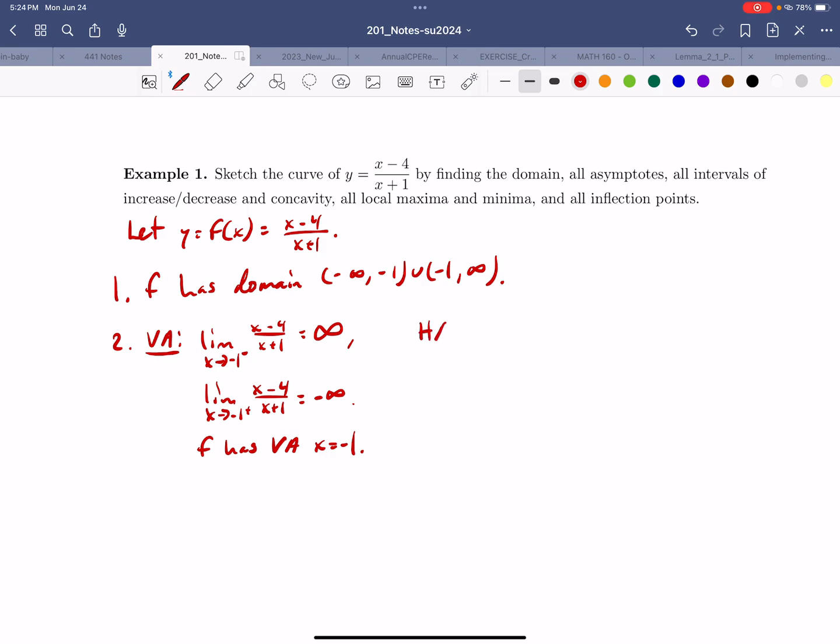Now over here, I'm going to write HA for horizontal asymptotes. And here we take the limit as x approaches infinity of f of x. And what do we do here? Well, we're just going to multiply the top and the bottom by 1 over x.